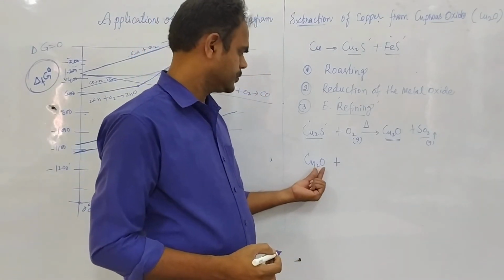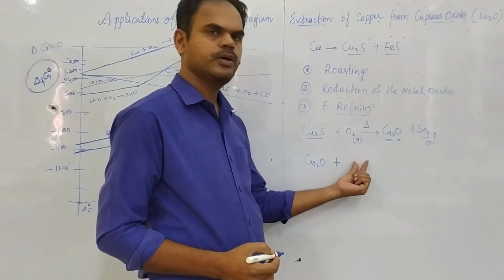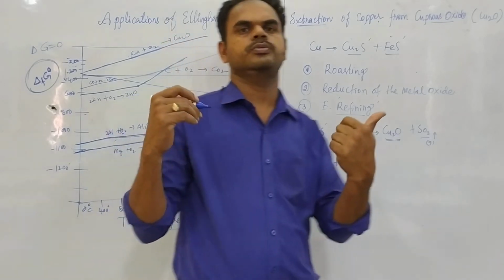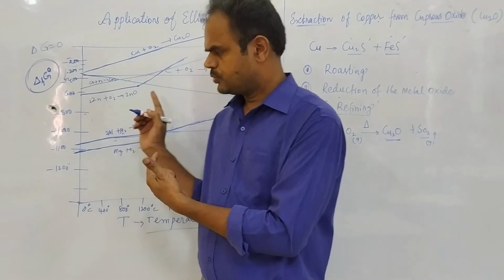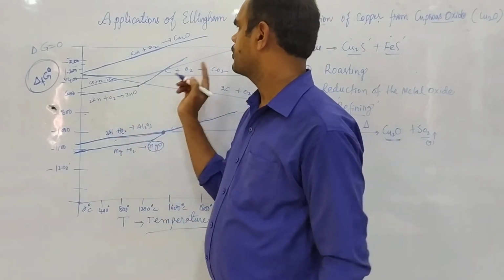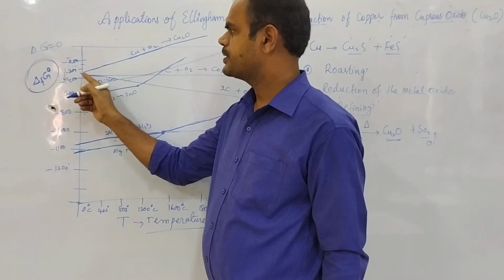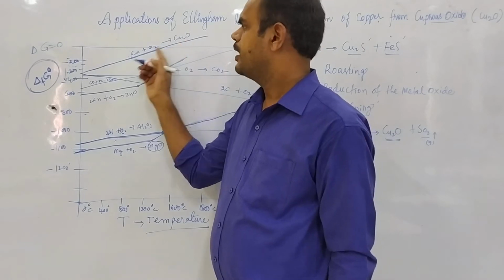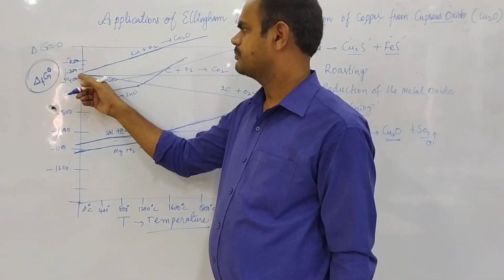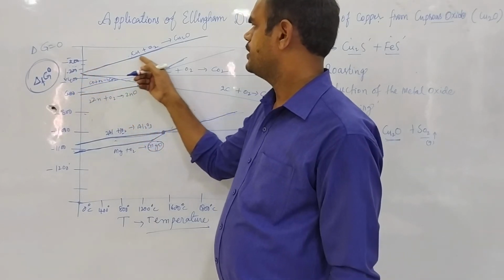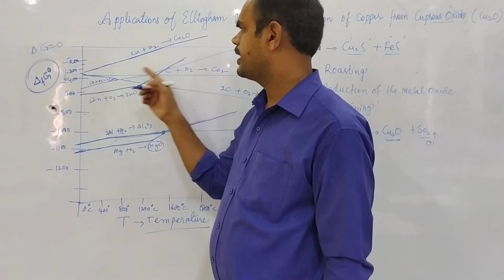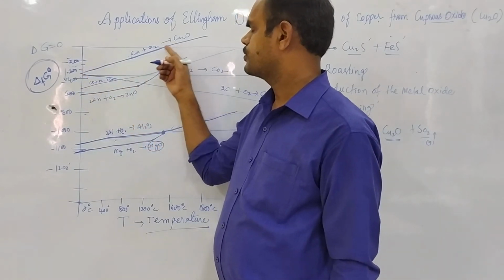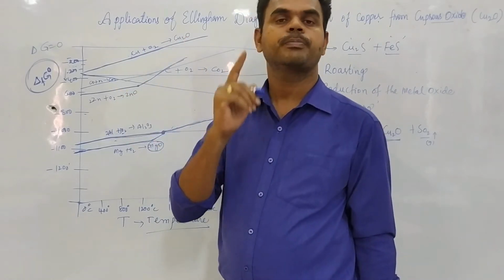If we want to reduce this cuprous oxide, then we have to choose the reducing agent, and for that we have to look at the Ellingham diagram. In the Ellingham diagram, where is the copper oxide line present in this graphical representation of delta G versus temperature? The cuprous oxide line lies almost entirely above the carbon line, and the delta G values of cuprous oxide formation are towards positive.